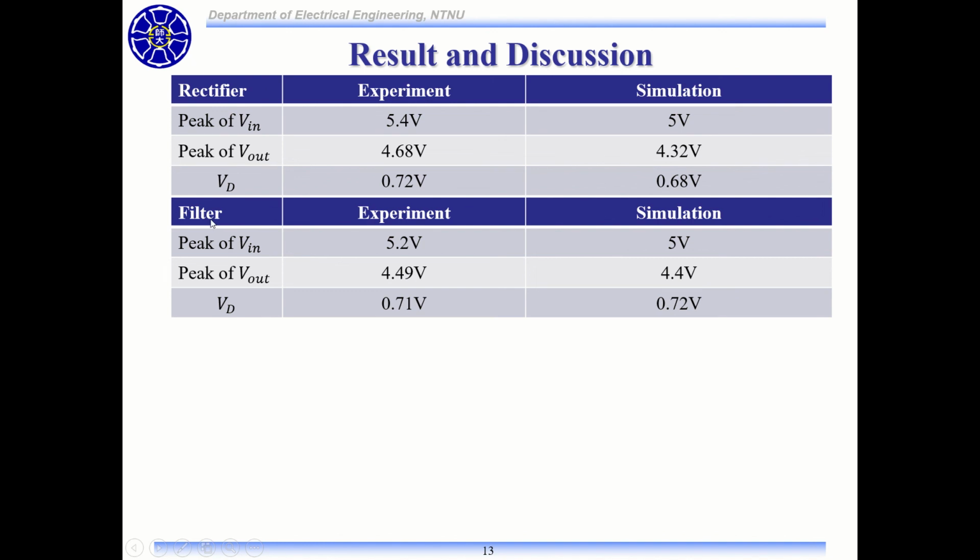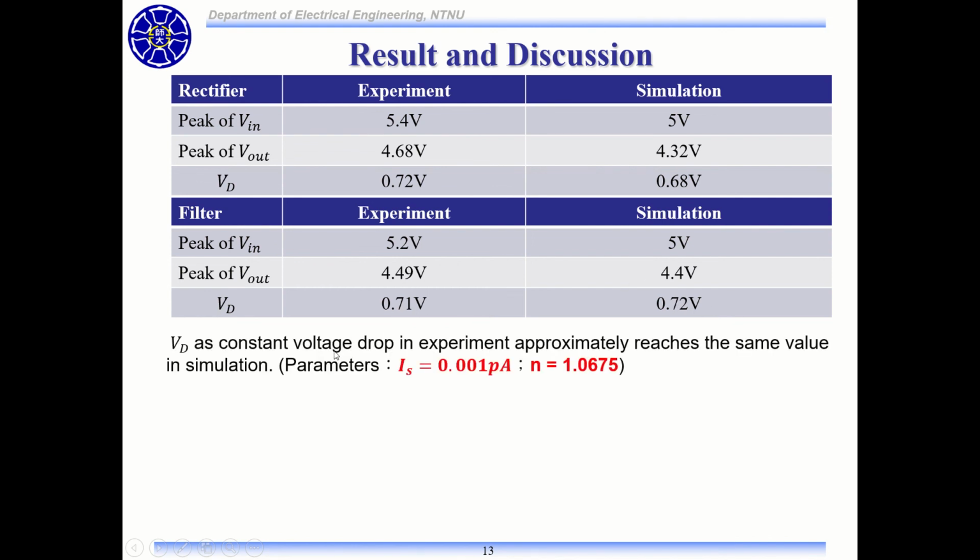This also occurs in the filter. The experiment is higher than the simulation. The peak of Vin and the peak of Vout in the experiment are higher than the simulation, but the VD is almost the same, 0.71 and 0.72. VD as a constant voltage drop in the experiment approximately reached the same value as in simulation.